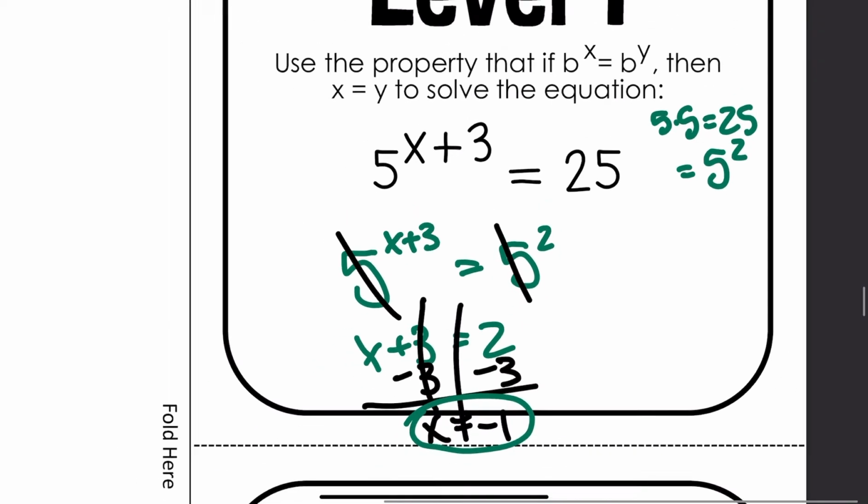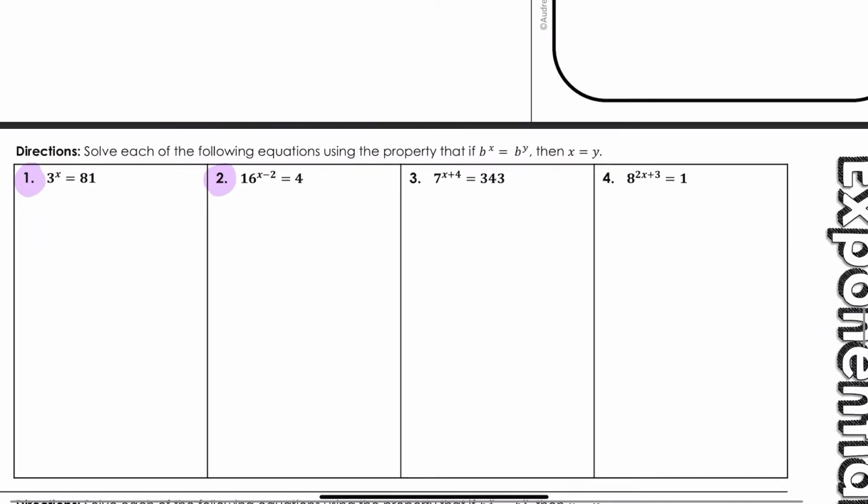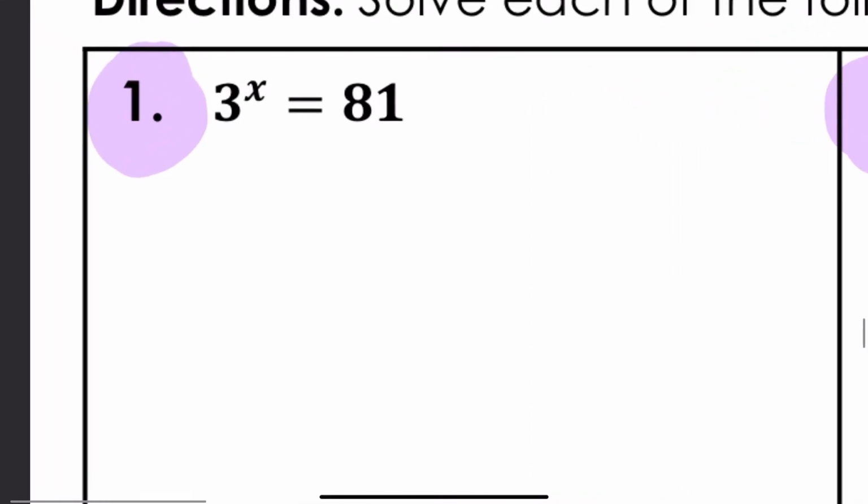Okay, so let's go to the inside of these notes. I'm going to go over here to the very top. Directions say solve each of the following equations using the property that if b to the x is equal to b to the y, then x is equal to y. So that's exactly what we just did. We're going to do this again. So let's take a look at number 1.